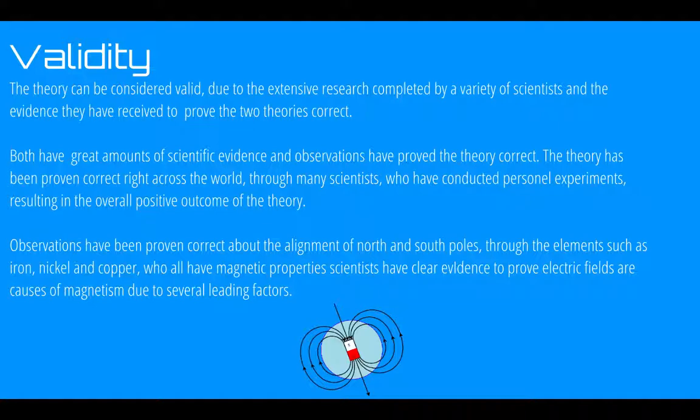In addition, observations have been proven correct about the alignment of north and south poles through elements such as iron, nickel, and copper, who all have magnetic properties. Scientists have clear evidence to prove electric fields are causes of magnetism due to several leading factors.